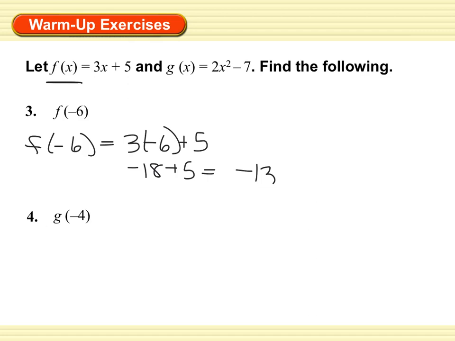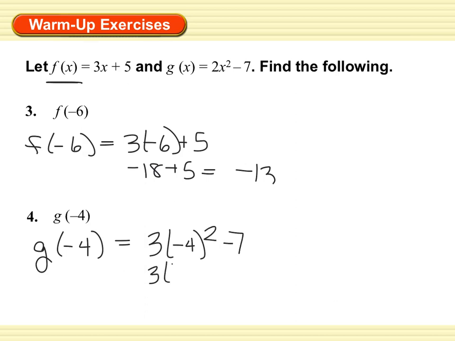This next one, I'm evaluating the function g at negative 4. So instead of an x, I write negative 4. Negative 4 squared is 16. 3 times 16 minus 7 is 25.